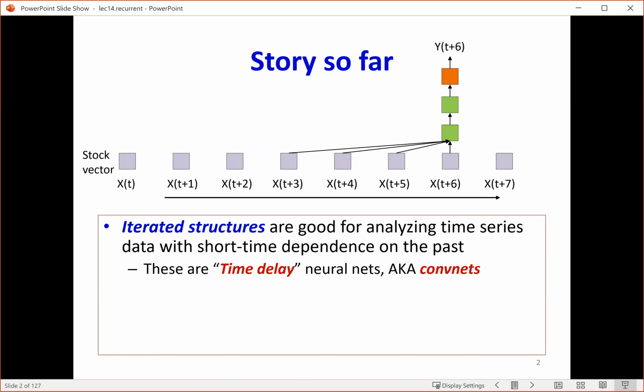All right. So today, here's the story so far. We saw that iterated structures are good for analyzing time series with short-term dependence on the past. So if I wanted to analyze time series in general, number 7, what was the problem with this model? We are not able to look at previous time points. So this has very restricted history.